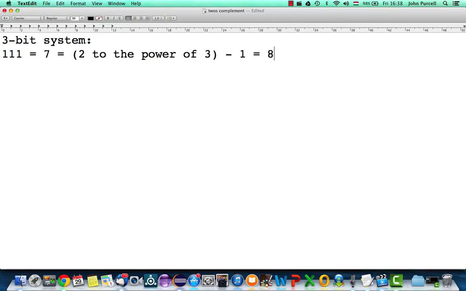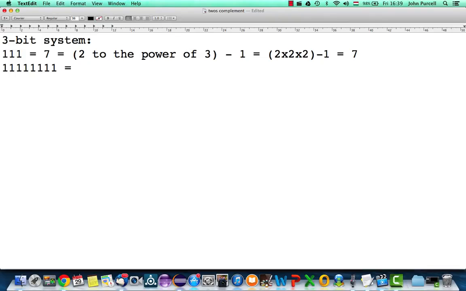To the power of just basically means how many times you multiply the number by itself. So 2 to the power of 3 is 2 times 2 times 2, 3 times over, which equals 8. We subtract 1, we get 7. That's how you can calculate the maximum unsigned value for any particular type if you know how many bits it uses. So if we've got 8 bits, so 1, 2, 3, 4, 5, 6, 7, 8, that's the maximum value you can store in a byte, for example, an unsigned char.